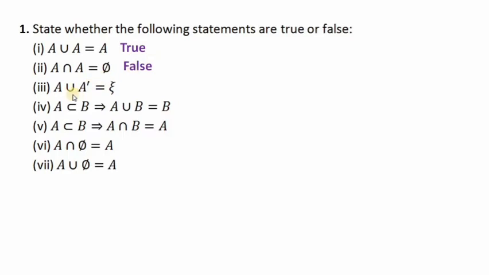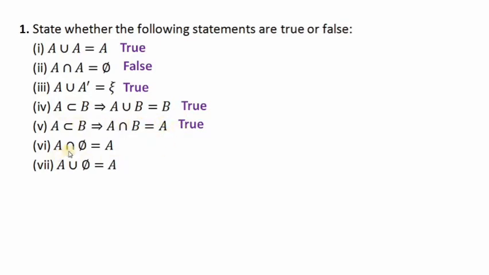A union with its complement will give you the universal set. This is always true, isn't it? So this is true. Again, there's a property about this particular question, that is question number 4. If you go to the algebra of sets, from there you see that this is also true. The second one is also true, that is the fifth one is also true.